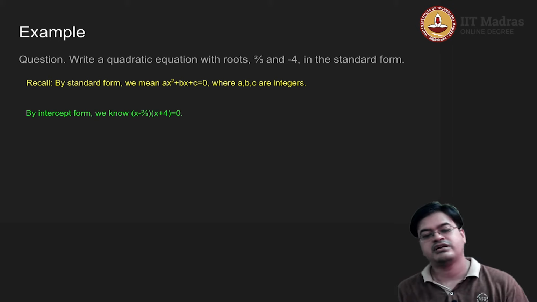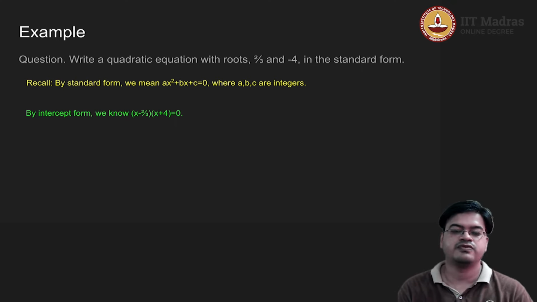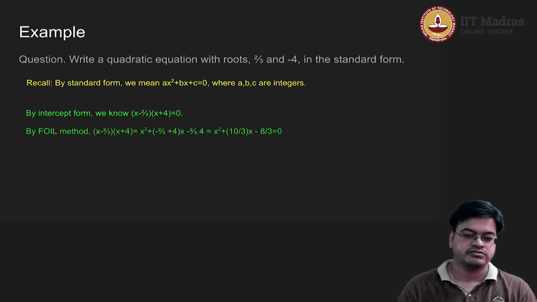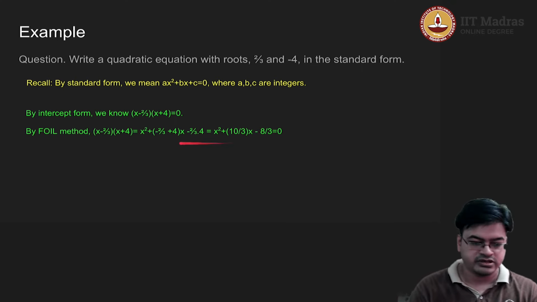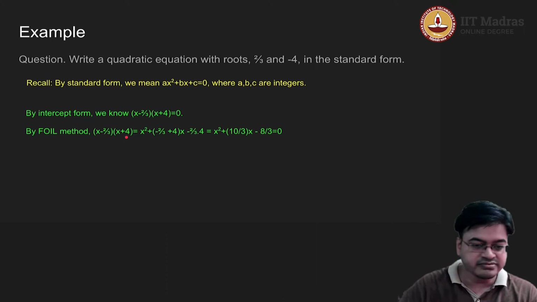In the previous slide we have seen that in order to convert this into standard form, we will use the FOIL method. So let us try to use the FOIL method. What is a here? In (ax + b)(cx + d), a is 1, b is minus 2 by 3, c is 1, d is 4.